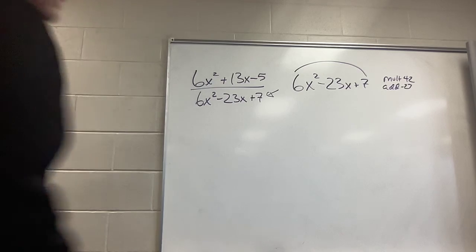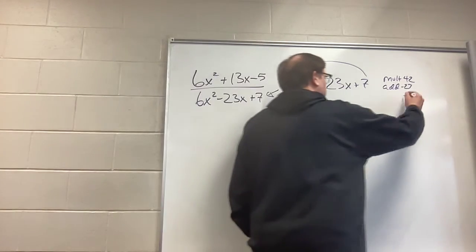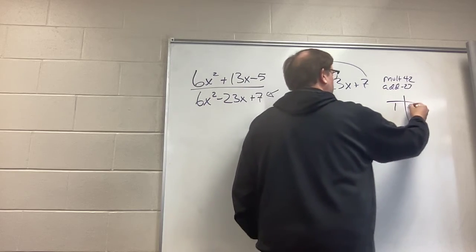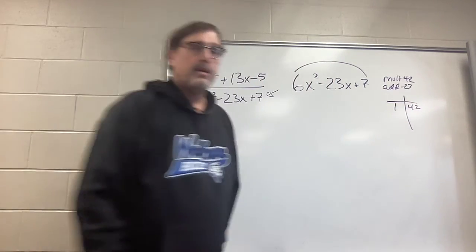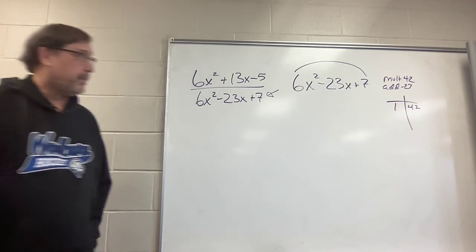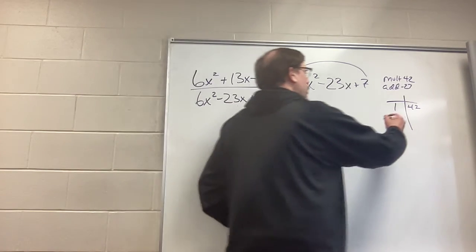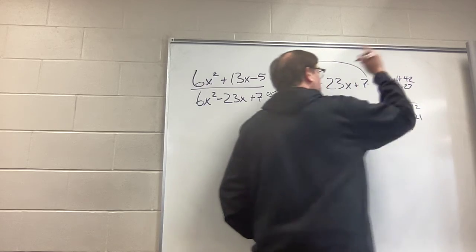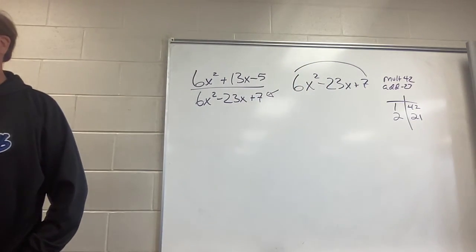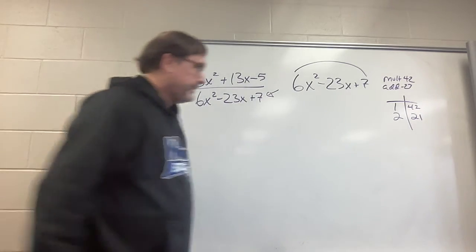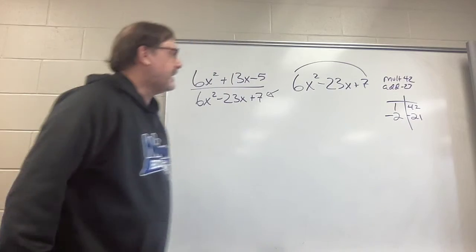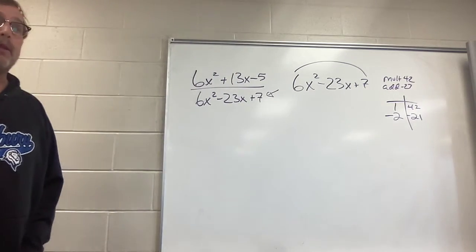All right, here's what I suggest. Make maybe a little chart. Multiplies to be 42. 1 times 42. Does that add up to be negative 23? No. So let's go, how about 2 times 21? Does that multiply to 42? Does it almost add up to negative 23? When it adds up, we just need a negative. Yep. Cool.